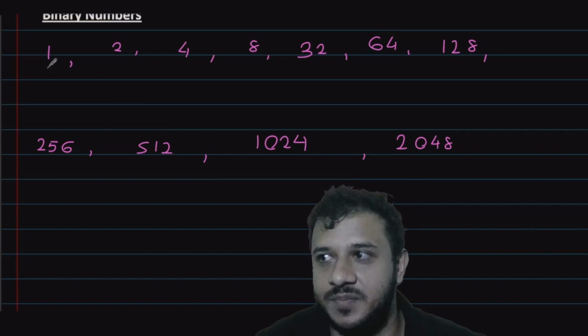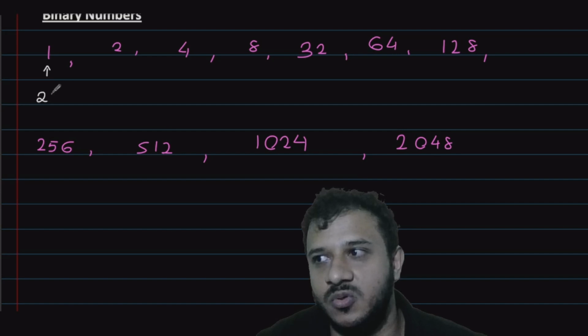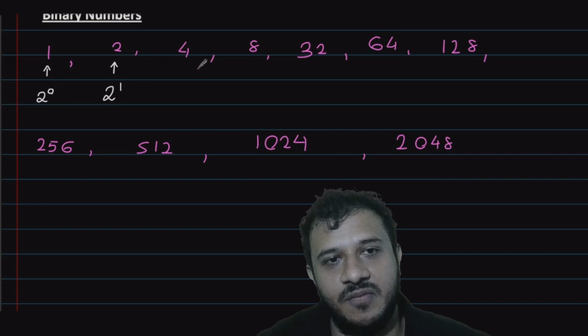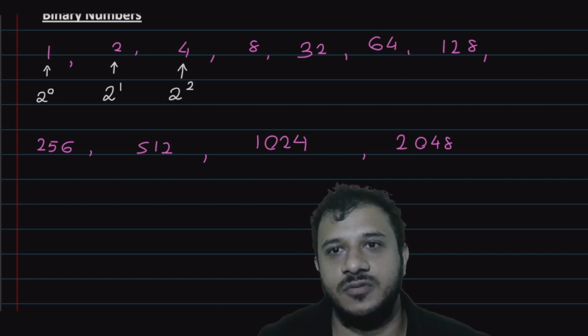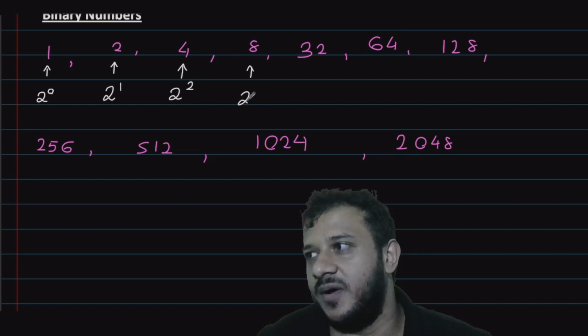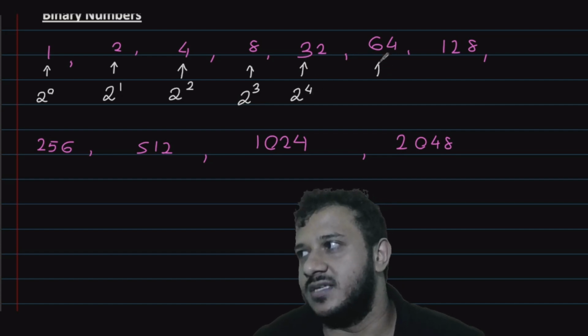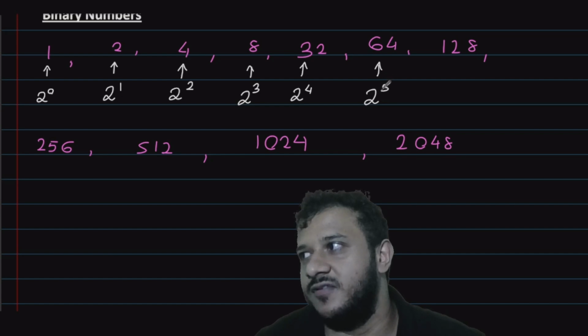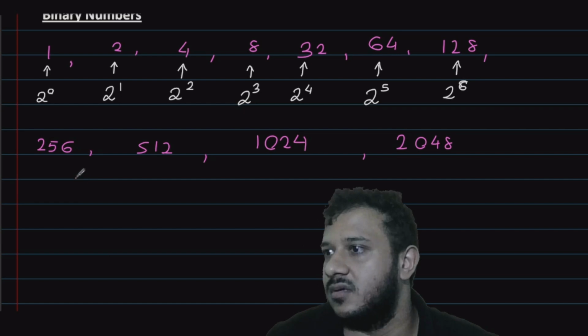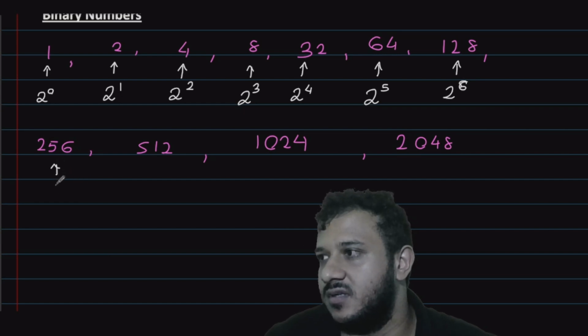As an example, remember 1 means 2 to the power of 0. 2 is 2 to the power of 1. 4 means 2 times 2, 2 to the power of 2. Then 8 means 2 to the power of 3. 32 means 2 to the power of 4. 64 means 2 to the power of 5. Then this is 2 to the power of 6, and 2 to the power of 7.